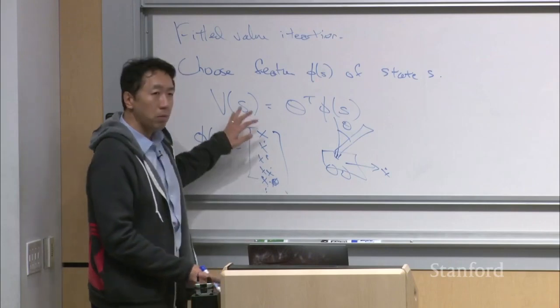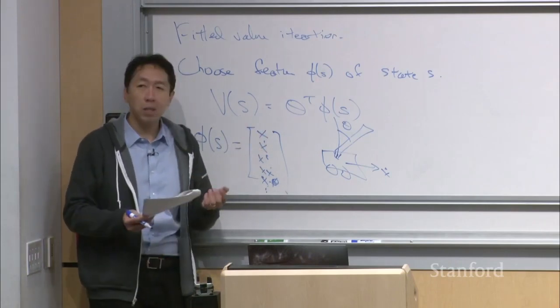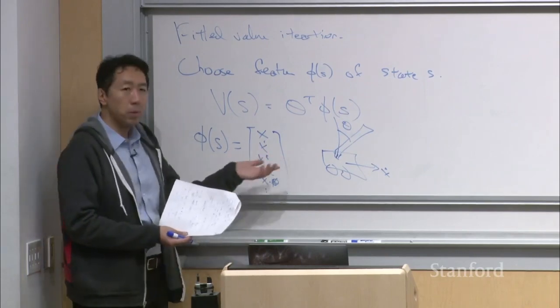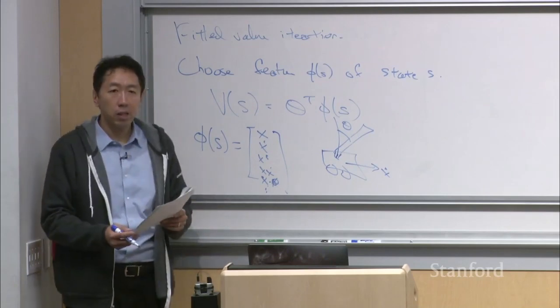Just as when you're trying to predict the price of a house, you would ask what are the most useful features for predicting the price of a house, you would do something similar for fitted value iteration.